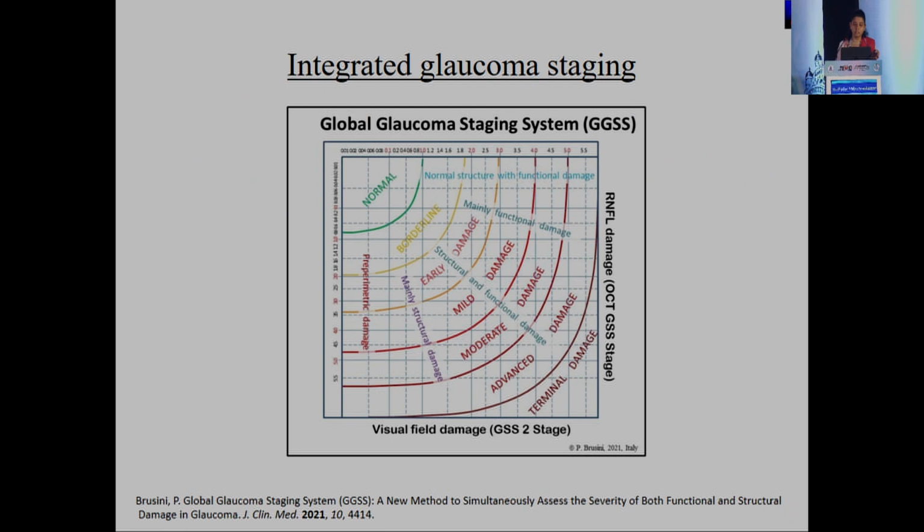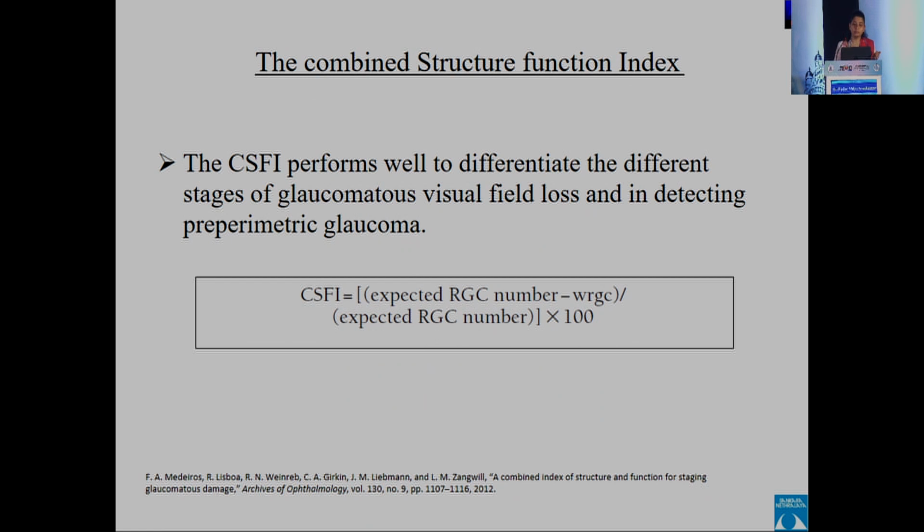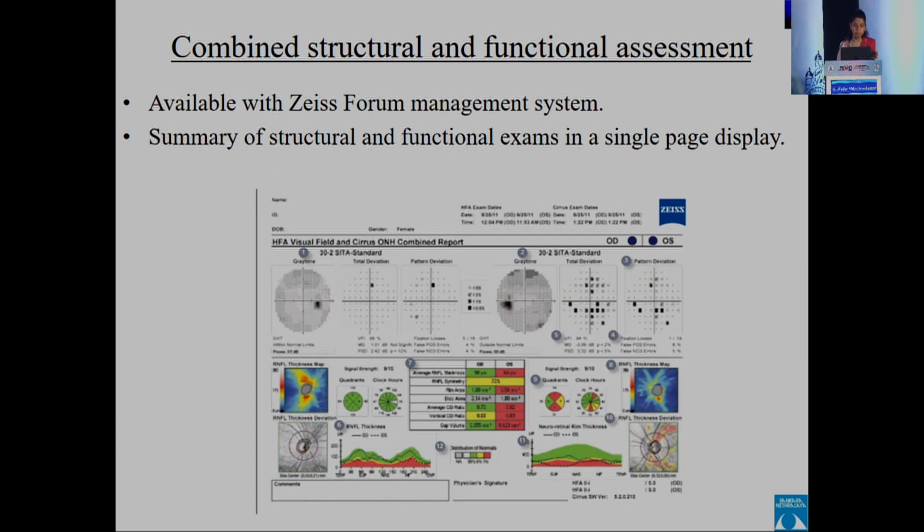So we have a beautiful staging system given by Brusini et al., which integrates the structural and functional correlation so that we can stage the disease better and treat it better. Also, a combined structure function index has been proposed, which helps us to differentiate the different stages of glaucoma, which uses the number of RGCs damaged and the number of RGCs expected to be damaged and gives us an integrated index, which has a better prognostic value.